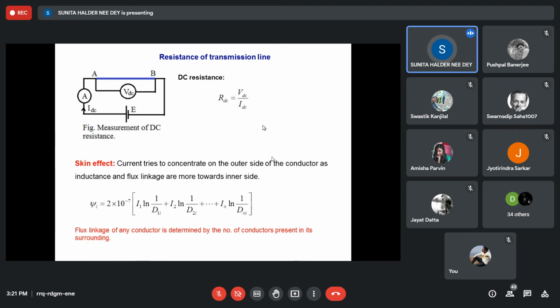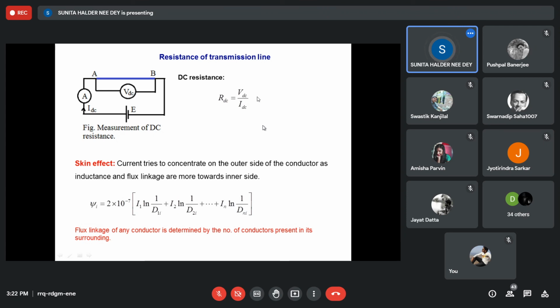Now next is resistance of the line. We have not discussed resistance of the line till now. In case of AC application, there are two types of resistance, DC resistance and AC resistance. What is DC resistance? If AB is a conductor, if you apply a potential difference across it, and measure the current and voltage drop across it, then whatever resistance you calculate will be V_DC by I_DC. So this is called DC resistance. DC resistance you can also calculate from the physical quantities of the conductor material, equal to rho into L by A.